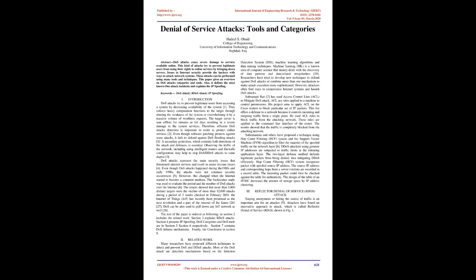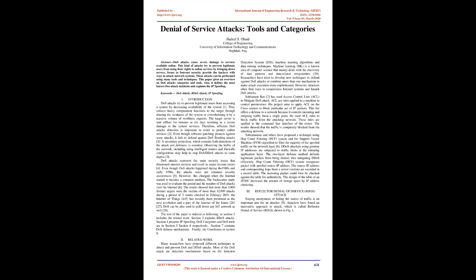Denial of service attacks, tools and categories. Abstract: DoS attacks cause severe damage to services available online. This kind of attack tries to prevent legitimate users from using their rights to online services by bringing down servers. Issues in Internet security provide hackers with ways to attack network systems.